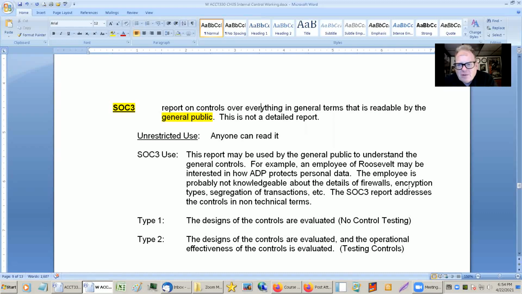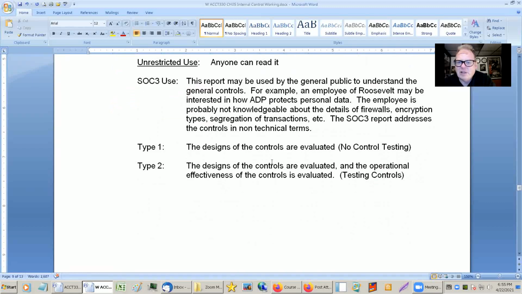Anyone can read it. It's much less detailed, and it will speak in more general terms, but also in terms that are less technical and more readable, maybe is a better way to put it. This is for the general public, and it's made that way purposefully, so that you have something to hand somebody when they ask about the internal controls. So an employee comes up and says, what are the controls on my payroll? You say, I just asked, here you go.